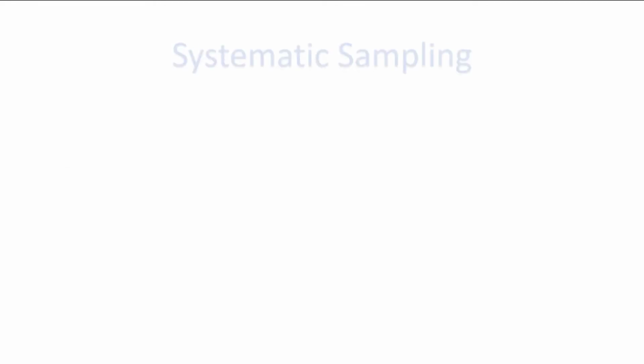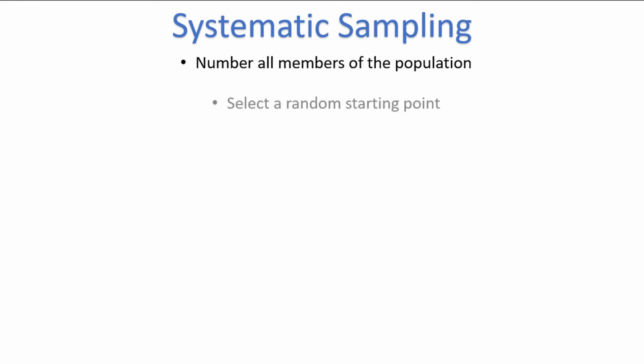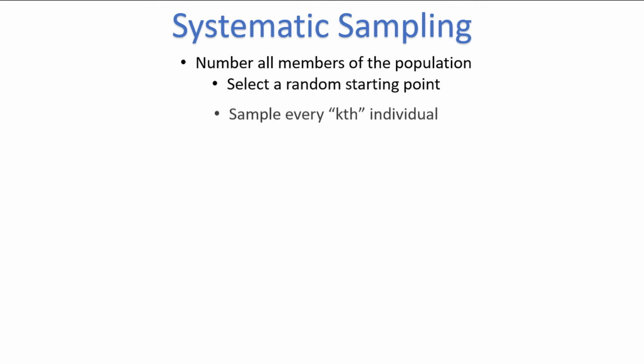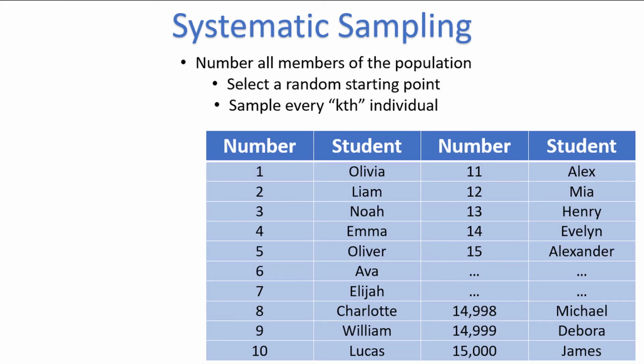Next, we have systematic sampling. To obtain a systematic sample, we must number all members of the population, select a random starting point, and then sample every kth individual, where k is any positive whole number. So if there are 15,000 individuals in our population of students at Grand Rapids Community College, we would somehow need to number every student from 1 to 15,000.